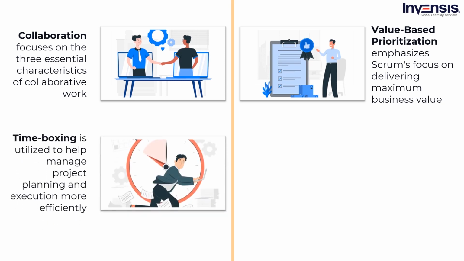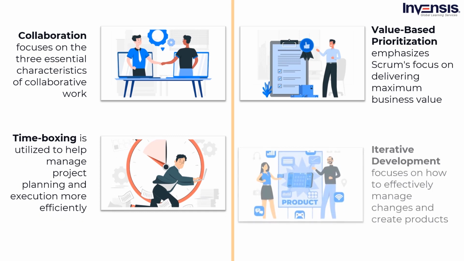Fifth is time boxing. This principle highlights how time is regarded as a limiting constraint in Scrum and is utilized to help manage project planning and execution more efficiently. Sprints, daily stand-up meetings, sprint planning meetings, and sprint review meetings are all time-boxed aspects of Scrum.